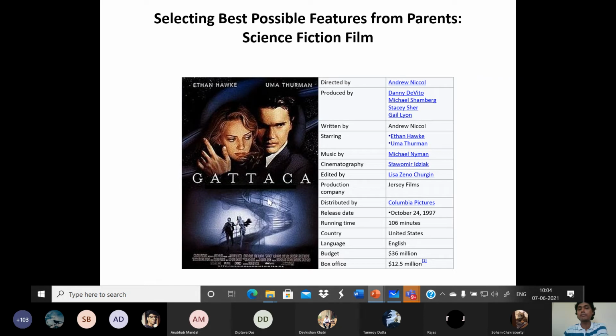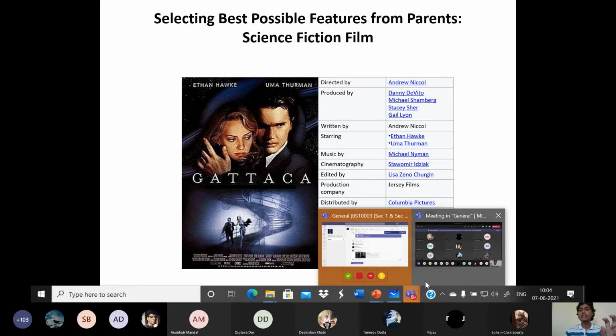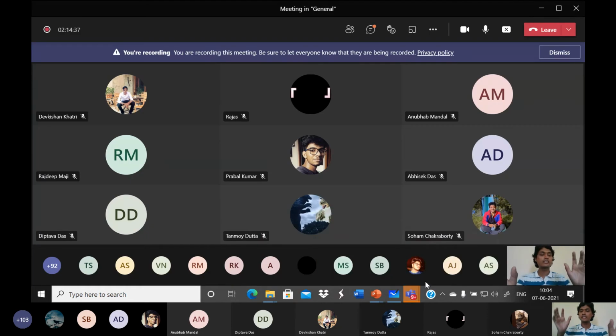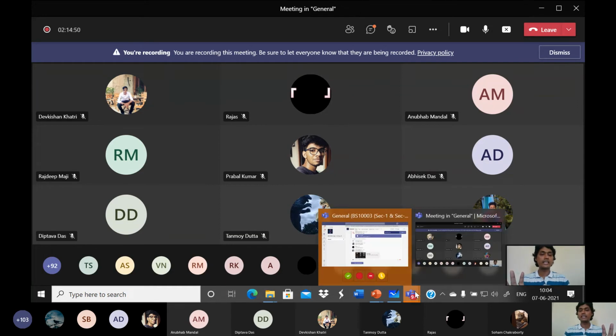I have seen this movie. This movie tells about selecting the best possible features from parents. It is a science fiction film about how people use the powerful modern technology of genetic engineering to select the best features from the father as well as the best features from the mother. Again, I'm telling you, this is nothing but a science fiction movie, not the real thing. But anyway, this movie was released in 1997.